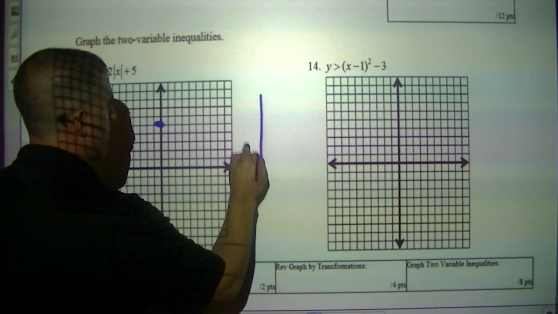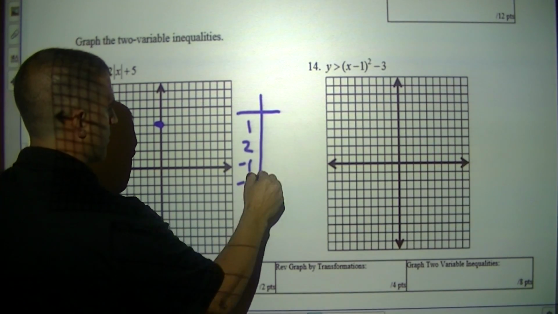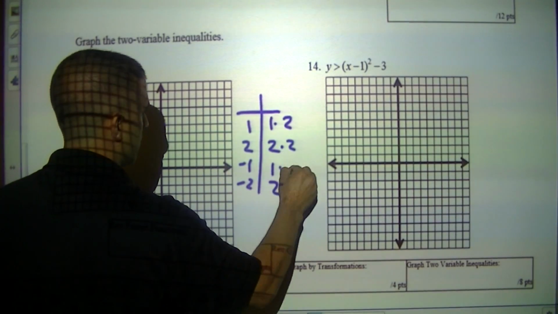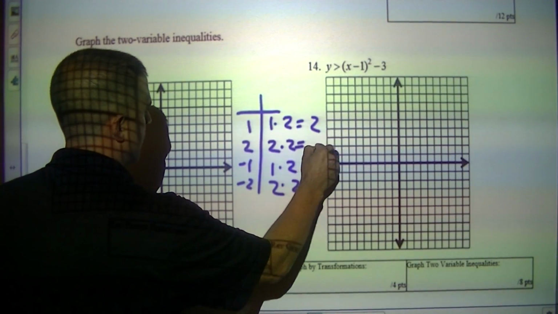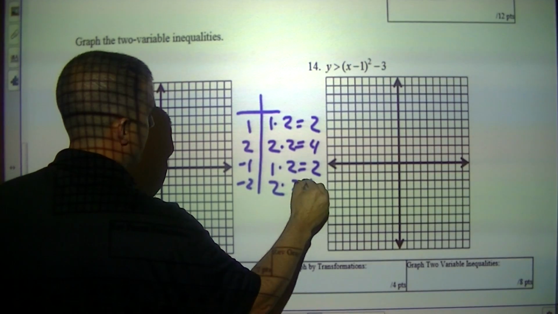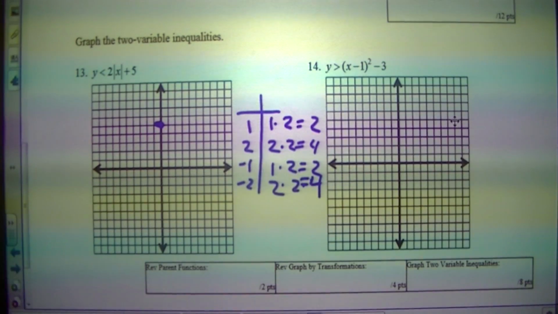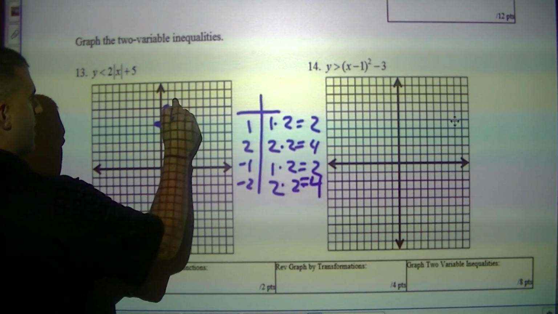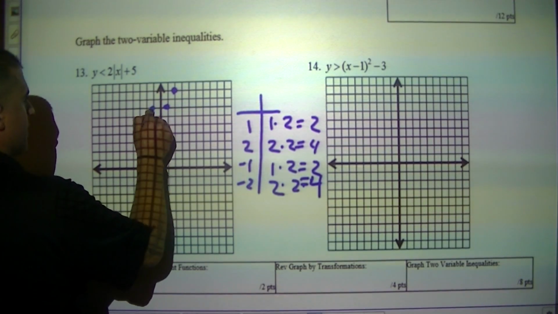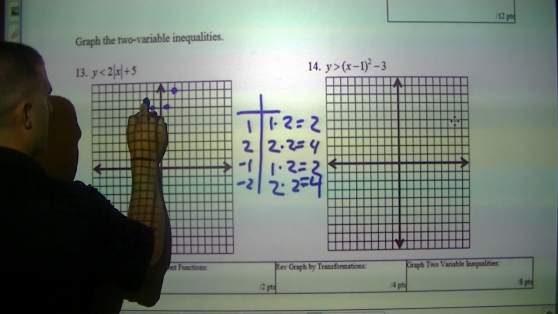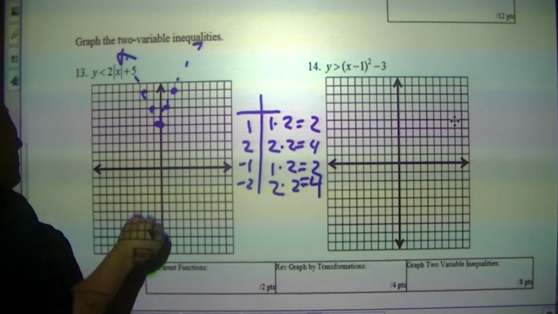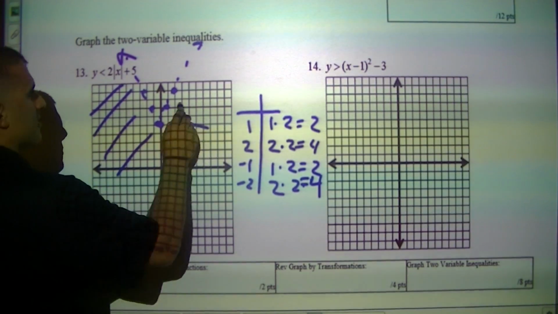We know that when we do our normal ones, it's like this. Since I got the 2 there, it's 2, 4, 2, 4. So 1 right, 2 up, 2 right, 4 up. Same thing over here. I'm going to have a dashed line, and we've already seen the shading. Shading's going to be out here.